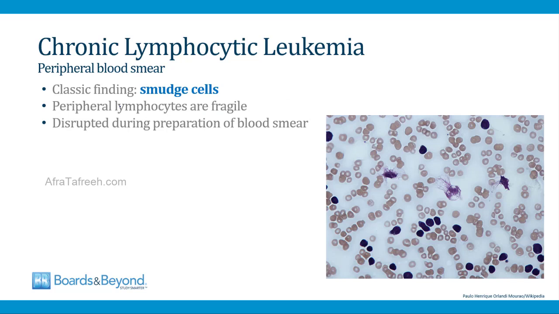On a peripheral blood smear, the classic finding in CLL is the presence of a smudge cell. This is a smudge cell in the center of the slide here. These are caused because the peripheral lymphocytes in CLL are fragile, and so when you create the blood smear slide, you disrupt the lymphocytes, and this makes the smudge cell. They don't look this way when they're circulating. This is just the way the lymphocytes appear on the slide.